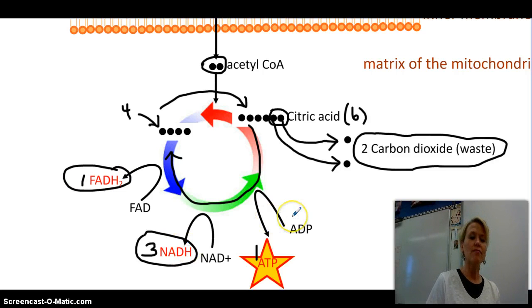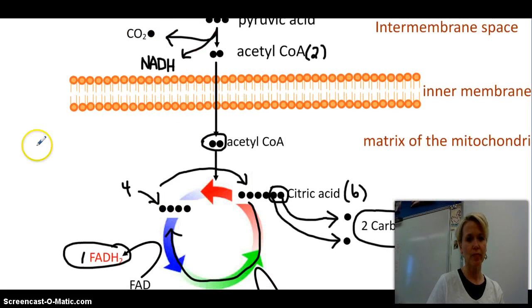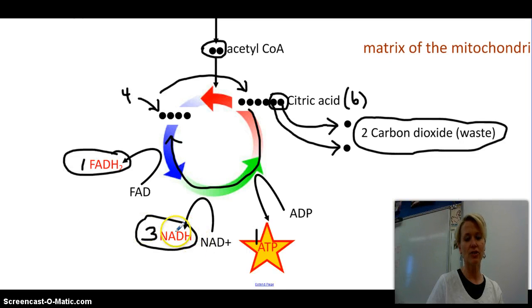So for every pyruvate that we made, remember we had glycolysis first. We broke the glucose in half. Then each one was a pyruvate. Then we just followed one of the pyruvates. As we followed one of those pyruvates, we made 1 NADH up here, right up here. Then down here we made 3 more NADH. So for every pyruvate, let's do the Krebs here. For every pyruvate, we make how many NADH?